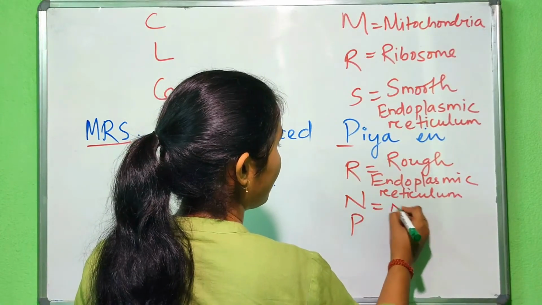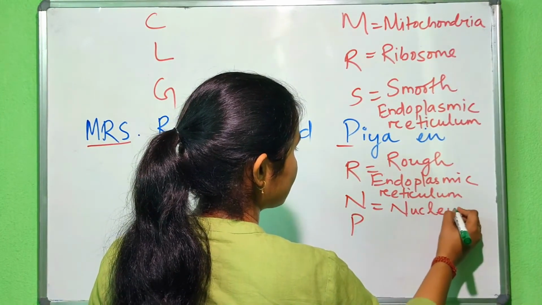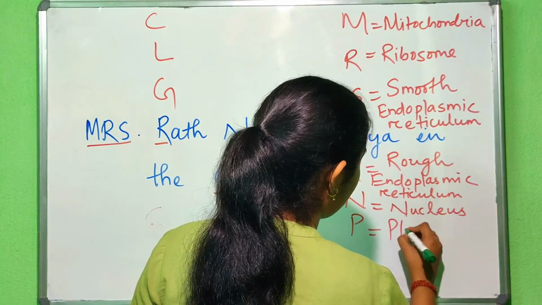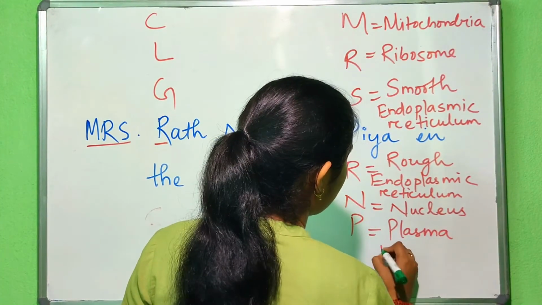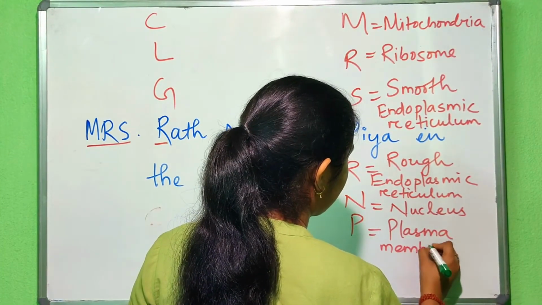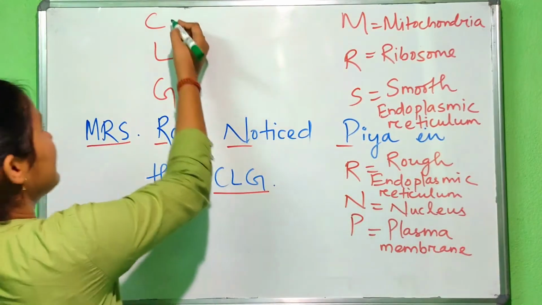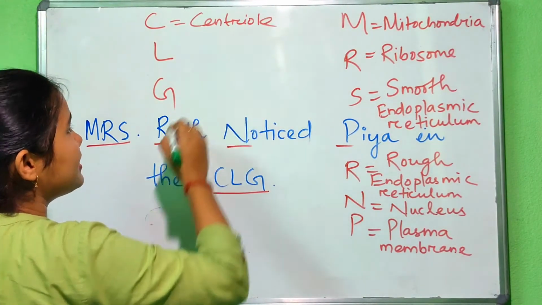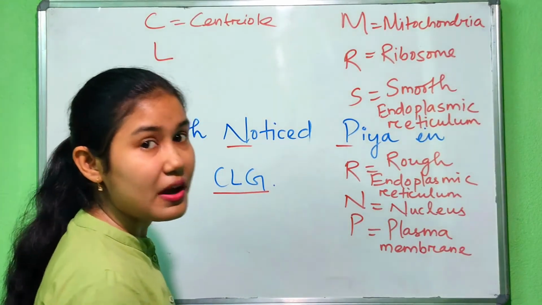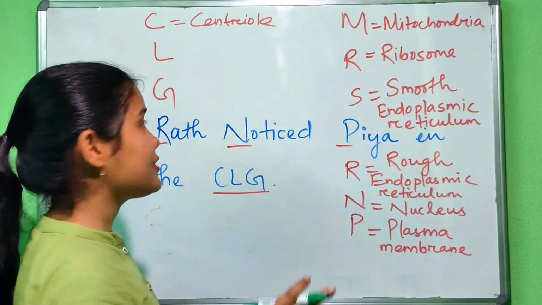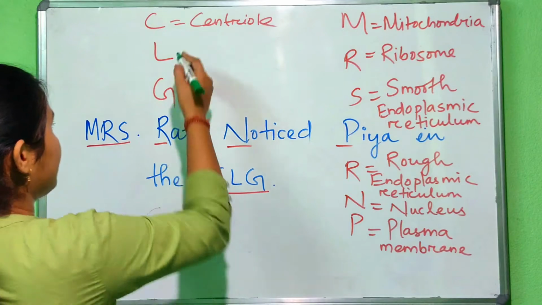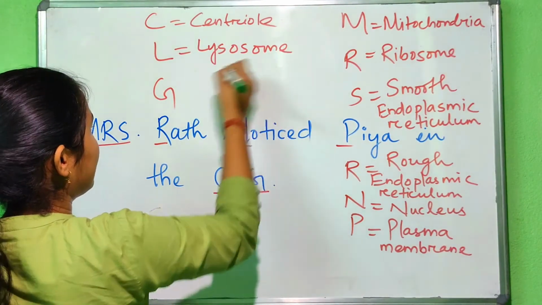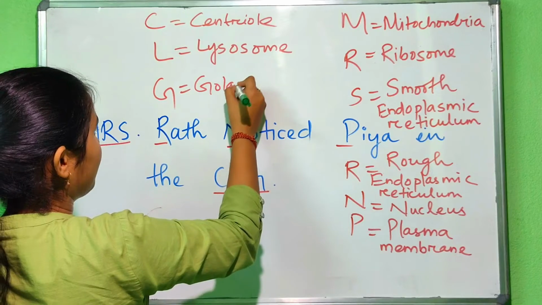Then N for nucleus and then P for plasma membrane. Then C for centriole. Remember, centriole is the characteristic feature of a typical animal cell. It is not present in case of plant cell. Okay. Then lysosome. Then Golgi complex.